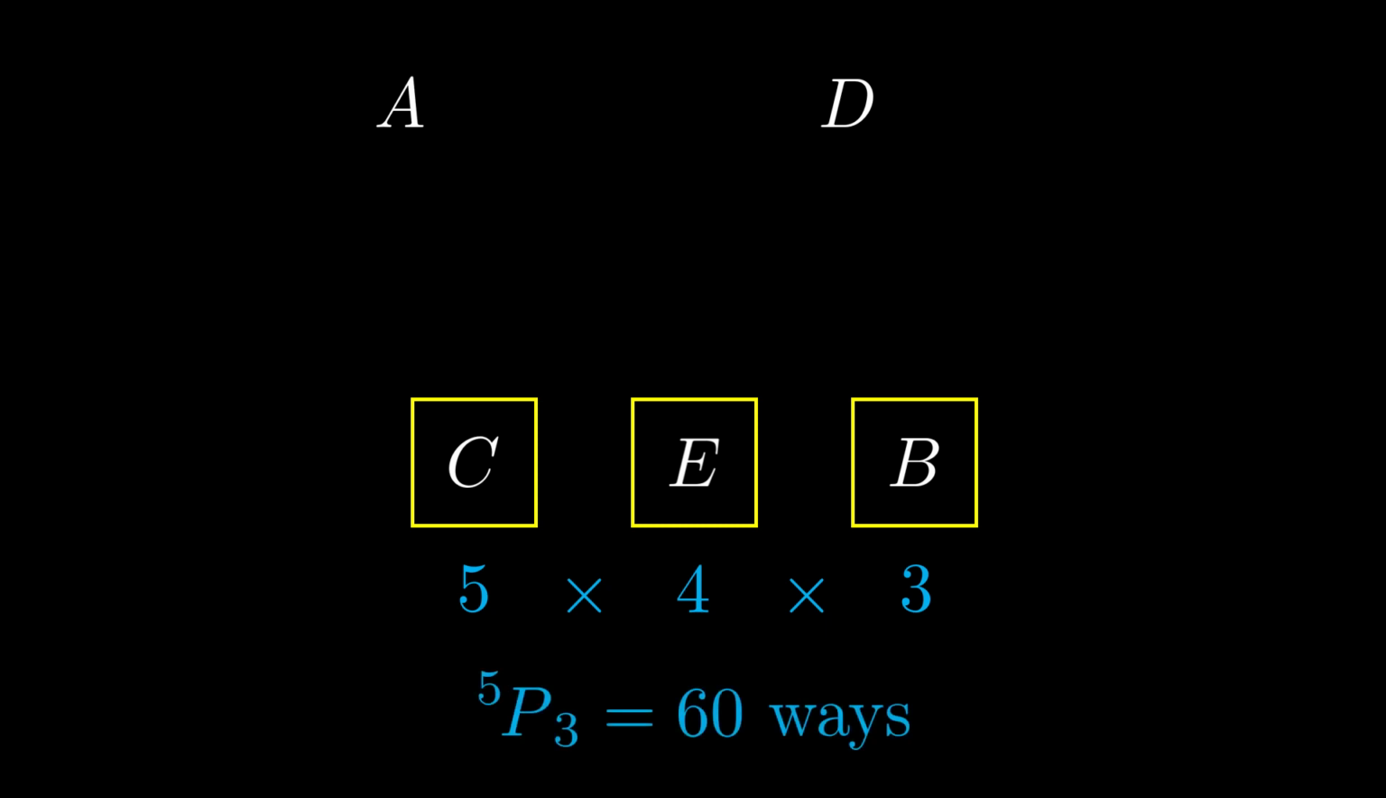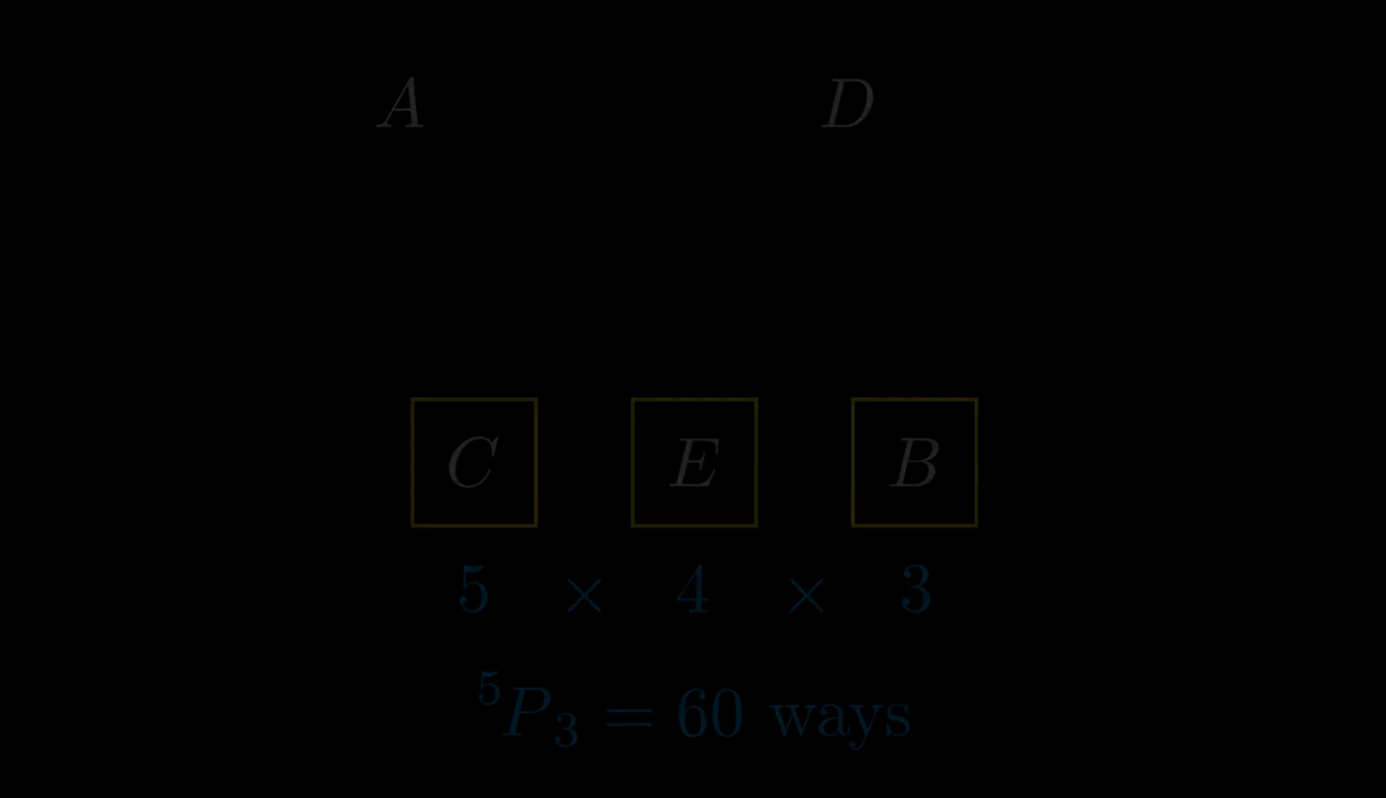But we give this a name. It's called 5P3. P stands for permutation. And the meaning of 5P3 is we're choosing 3 things from 5, but the order is important. So CEB would be a different word to BEC or EBC. Okay, so we're trying to make 3-letter words using a pool of 5 letters.